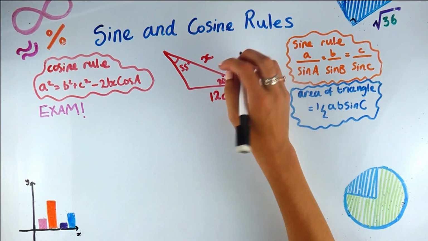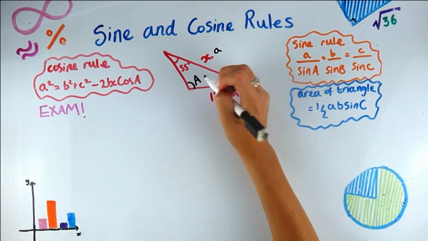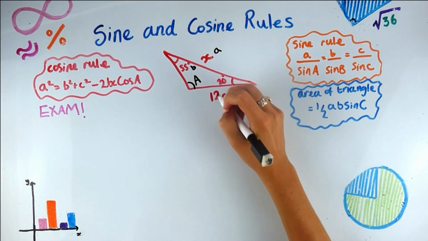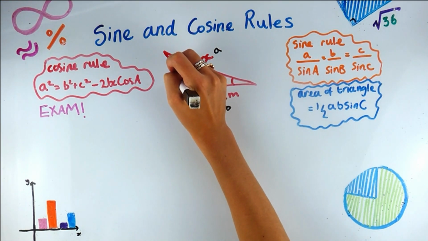Okay, so first I'm going to call this one A. So this angle, the one opposite, is going to be big A. It's going to be little b. No, that's big B. That's going to be little b. This can be big C, and this can be C.